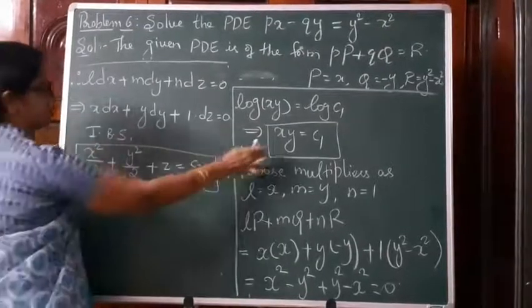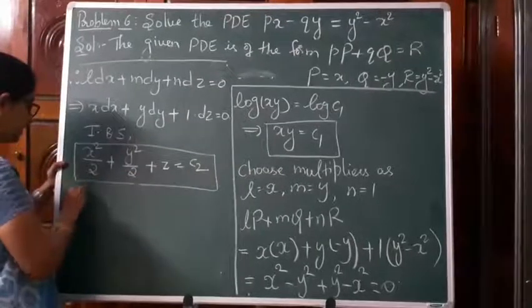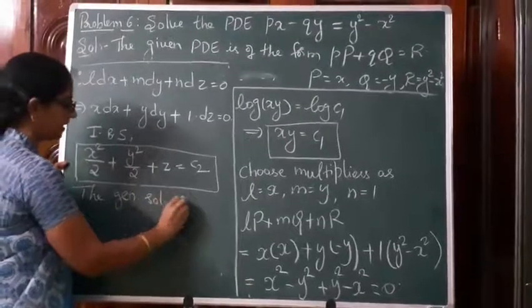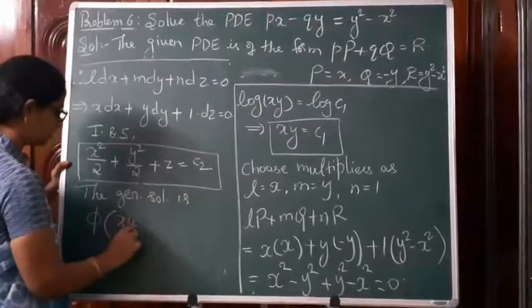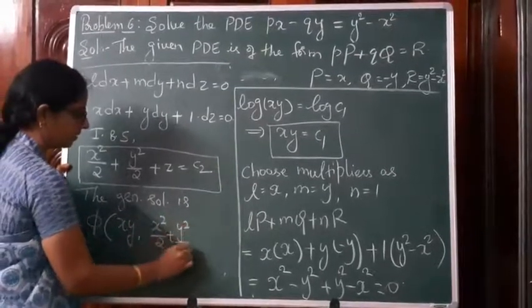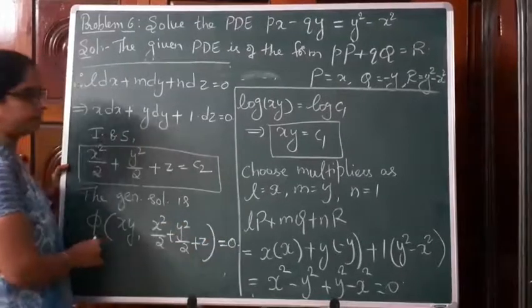Therefore, the first solution is xy is equal to c1 and the second solution is this one. Therefore, the general solution is given by phi of xy comma x square by 2 plus y square by 2 plus z is equal to 0, where phi is an arbitrary function.